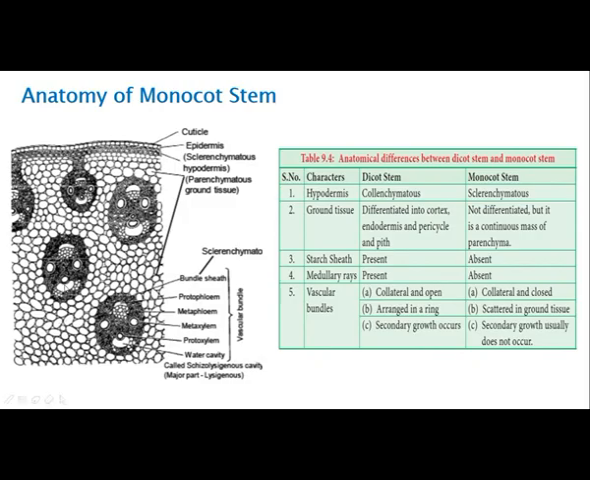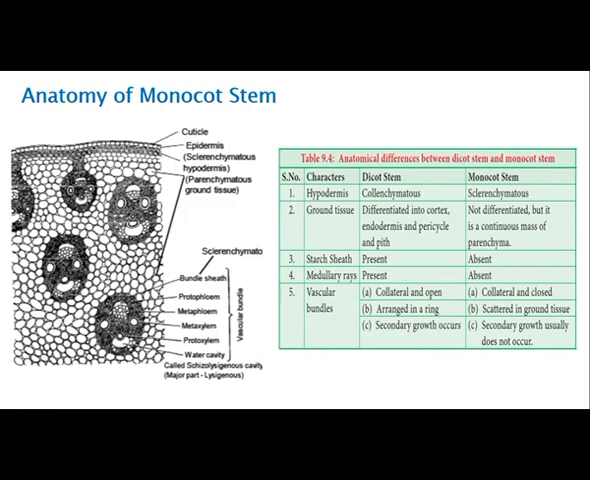And below the xylem there is a cavity. This is called the protoplasmic cavity or the water cavity. Now this cavity is present only in case of monocot stem, whereas it is absent in case of the dicot stem. So these are a few differences between the monocot and the dicot stem.